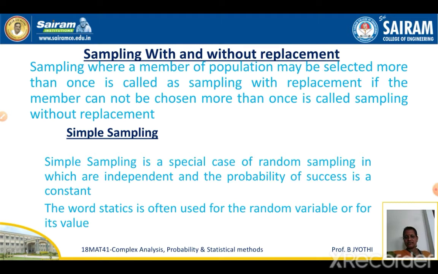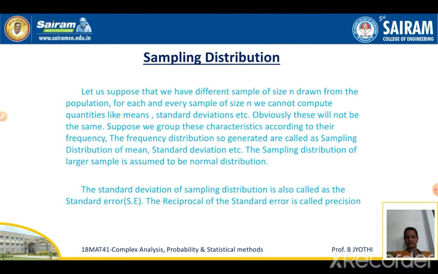Next is simple sampling. Simple sampling is a special case of random sampling in which the trials are independent and the probability of success is a constant. The word statistic is often used for a random variable or for its value.